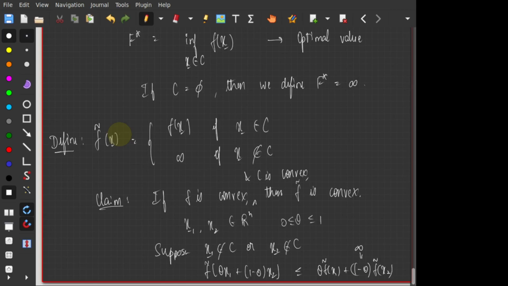So right now we're looking at a function which has a discontinuity, but the discontinuity is sort of infinite. On the other hand, if this discontinuity were finite, suppose I defined f tilde as f of x if x is in C and some finite value if x is not in C, then this function would be non-convex. You can prove it. In fact, any function which is finite valued everywhere and has a discontinuity is not going to be convex.